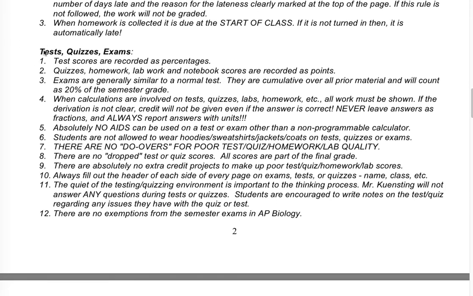The way I score tests, quizzes, and exams: tests and test scores are recorded as percentages. So if a test has 62 points on it, your score written into PowerSchool and BioBook will be the percentage you had right out of 62. So if you got 62 out of 62, you'll have 100% recorded, not 62, for your grade in PowerSchool and BioBook. If you had 31 right out of 62, a 50 would be recorded in BioBook and PowerSchool.